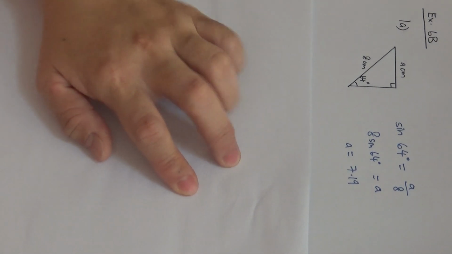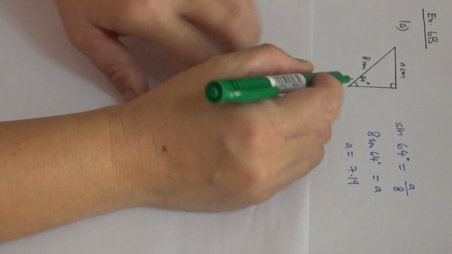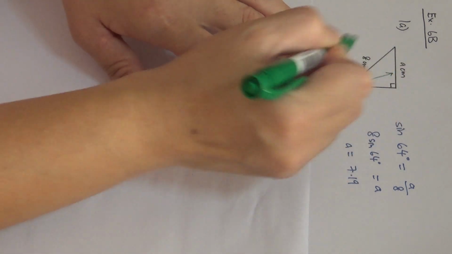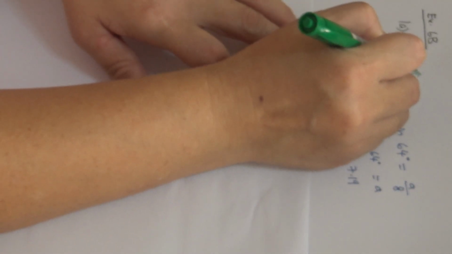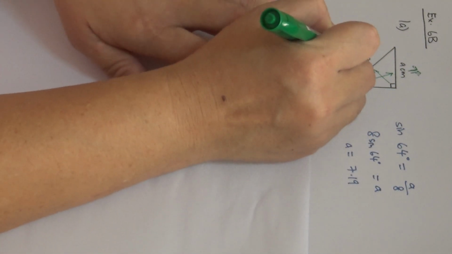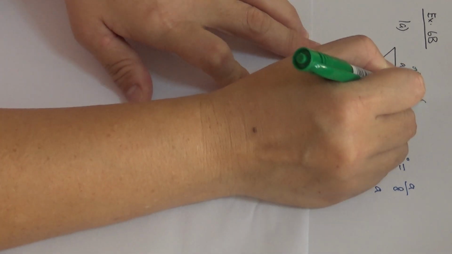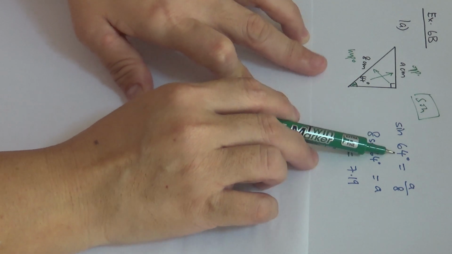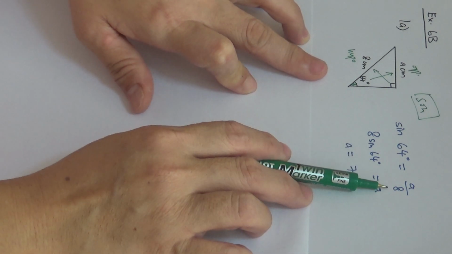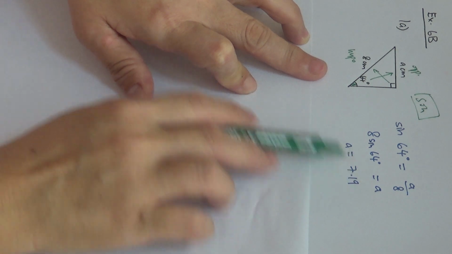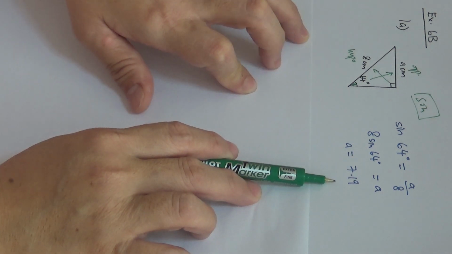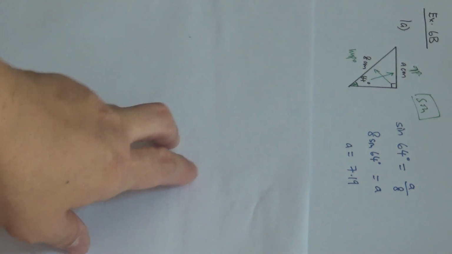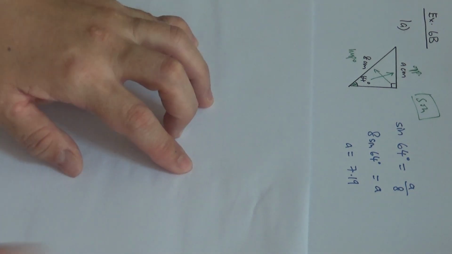They want you to find the unknown A. Now, with respect to 64, this is the opposite, and this is the hypotenuse. So, opposite, hypotenuse, I will use sine. That's why I use sine 64 is opposite over hypotenuse, A over 8. Then I solve for A accordingly. It's always the same method. Just identify which ratio you are using.